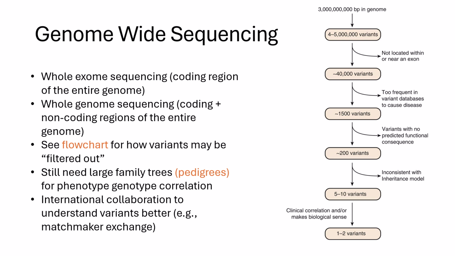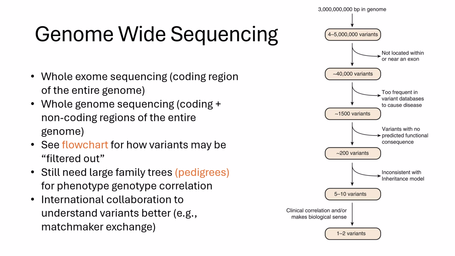And now we're left with about 200 variants. Let's say these 200 variants only occur in autosomal recessive disorders, and what we're dealing with is an autosomal dominant disease. So we can then filter those out, and we might be left with 5 to 10 variants. Then we can think about clinical correlation, look more deeply at what the gene is and see what makes biological sense, and then we might come up with 1 to 2 variants.